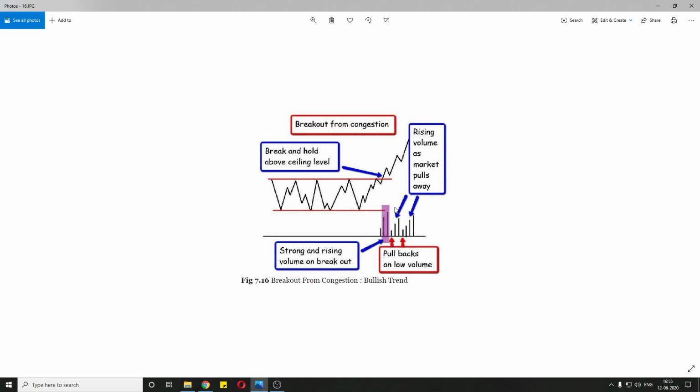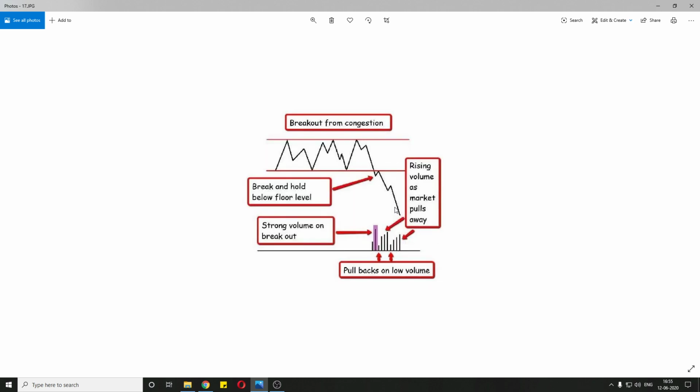This example shows the breakout, and it is said that the breakout will have a bigger volume and the pullbacks will be on the low volume. That means the small retracements which happen during an uptrend will have low volumes. This is the opposite, breaking down from the distribution phase.